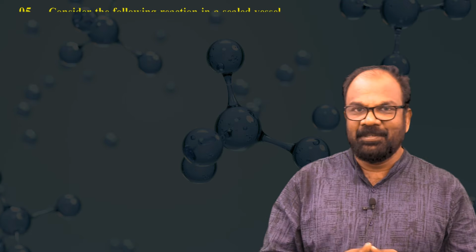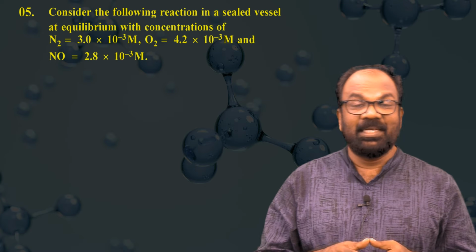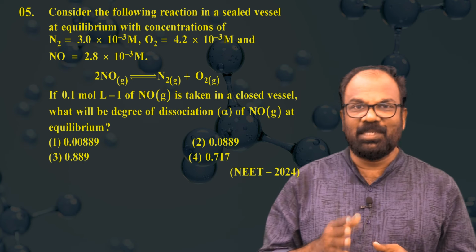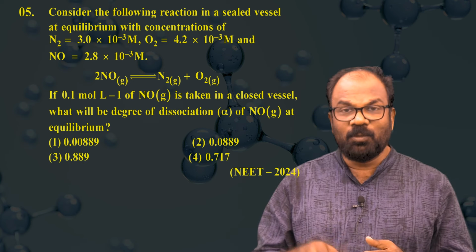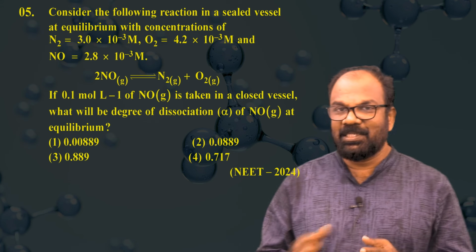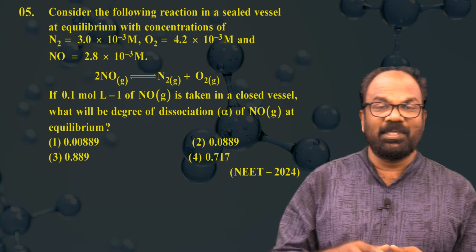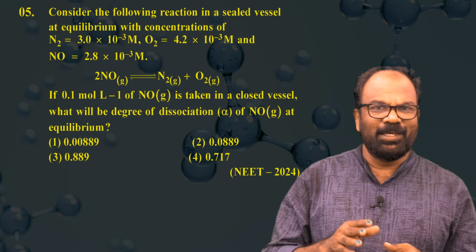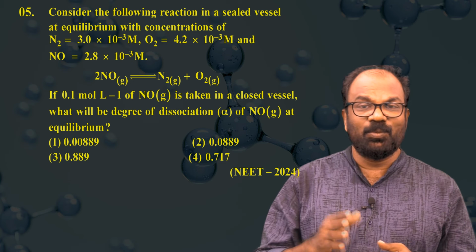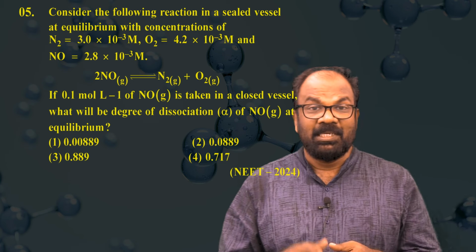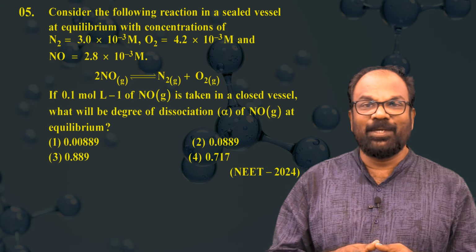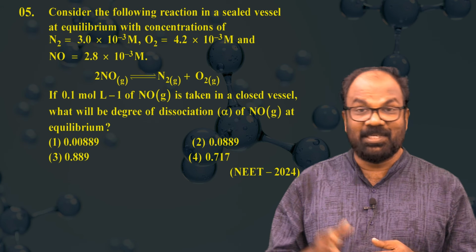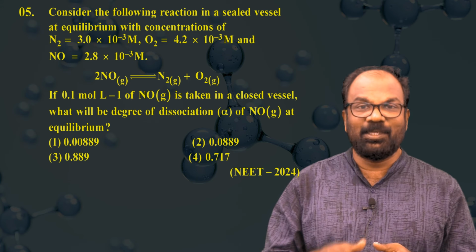Now question number 5. Consider the following reaction in a sealed vessel at equilibrium with the concentration of N2 is equal to 3 into 10 raised to minus 3 molar, O2 is equal to 4.2 into 10 raised to minus 3 molar, and NO is equal to 2.8 into 10 raised to minus 3 molar. The equilibrium reaction is 2NO gas reversibly gives N2 gas plus O2 gas. If 0.1 moles per liter of NO gas is taken in a closed vessel, what will be the degree of dissociation alpha of NO gas at equilibrium?